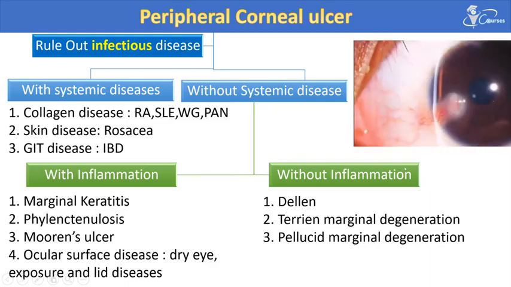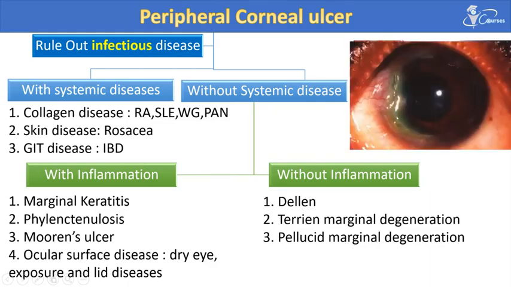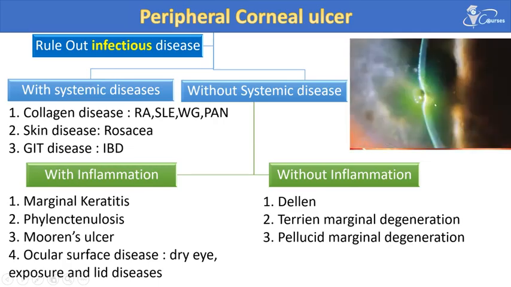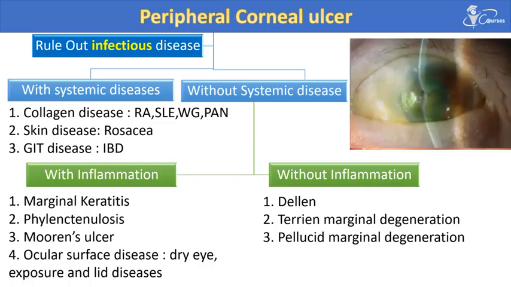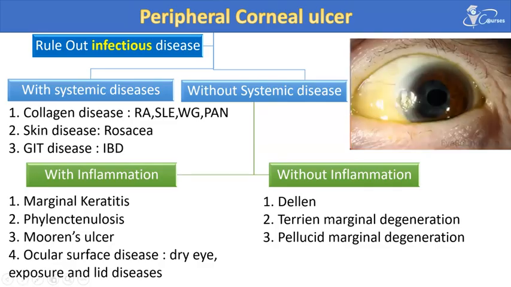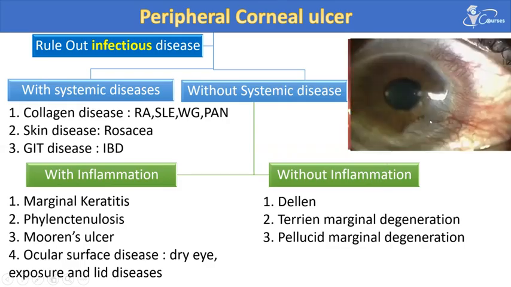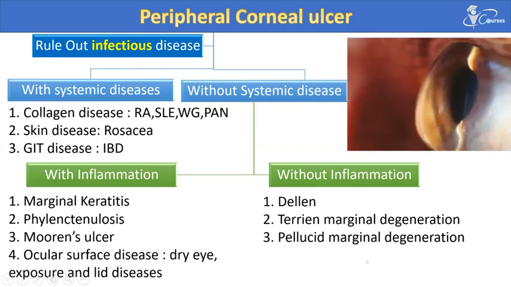phlyctenulosis, Mooren's ulcer, and ocular surface disease. Ocular surface disease such as dry eye and lid disease can also cause peripheral perforation. Or if there is no inflammation and the eye is quiet, it could be Terrien marginal degeneration, with pseudopterygium, or pellucid marginal degeneration.